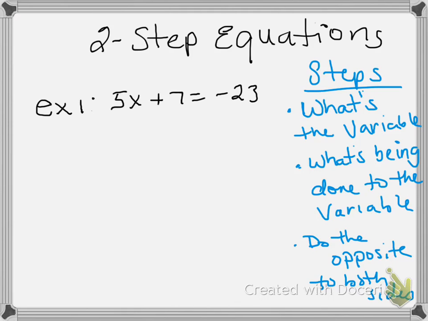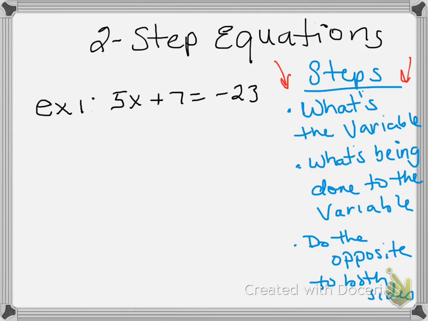If you remember in my one-step equation video, we talked about three things that you could ask yourself. I have put the three things over here under the steps. The first one is what's the variable, the second one is what's being done to the variable, and then you do the opposite to both sides. Now, in one step, we only did it one time. In two step, we do it twice. We do the process once, and then we go ahead and do it again.